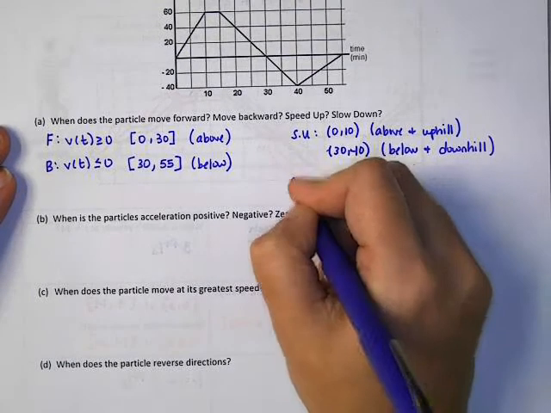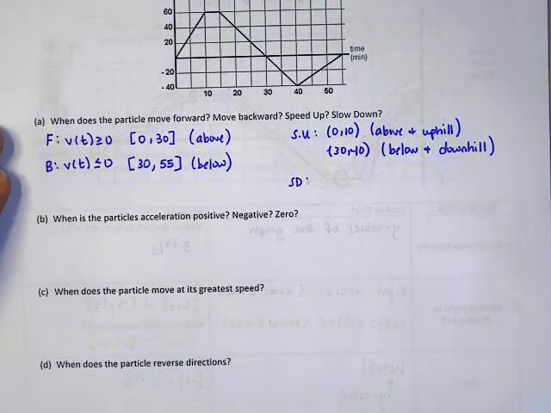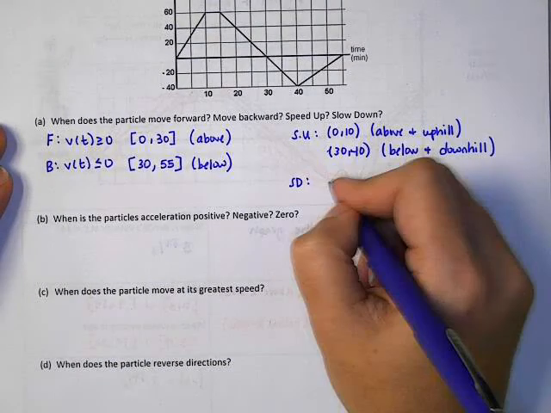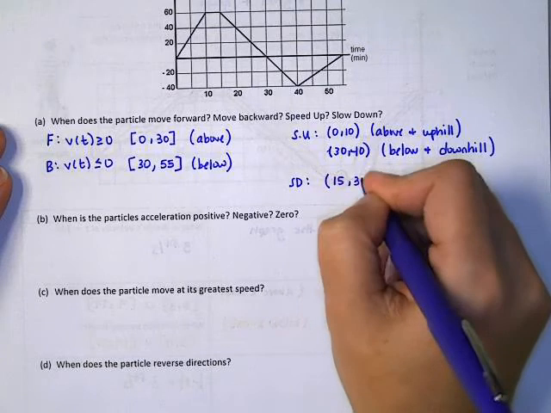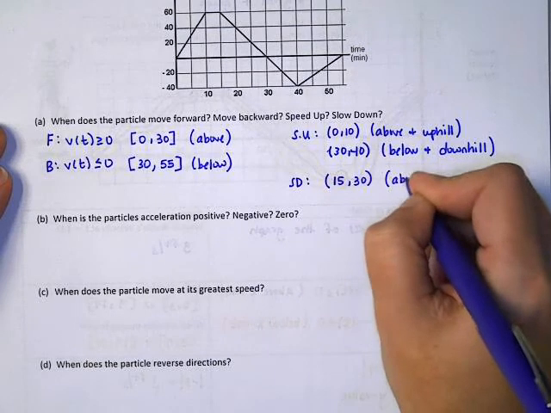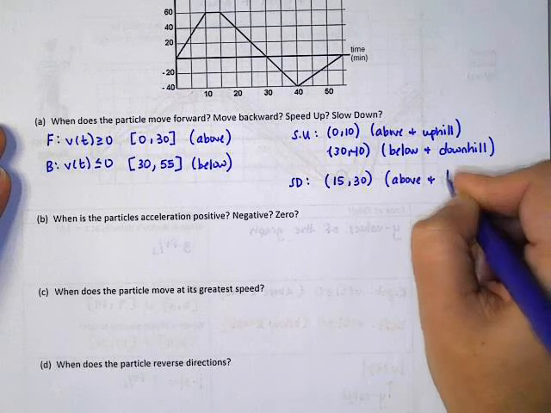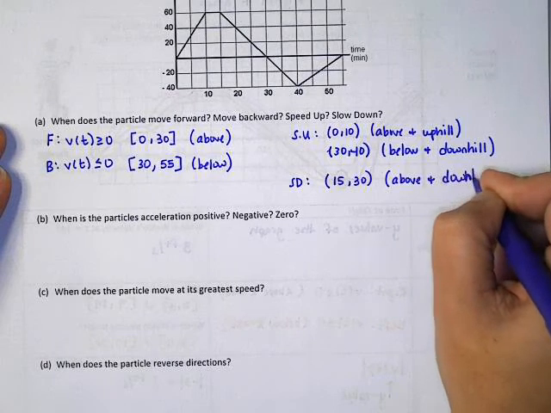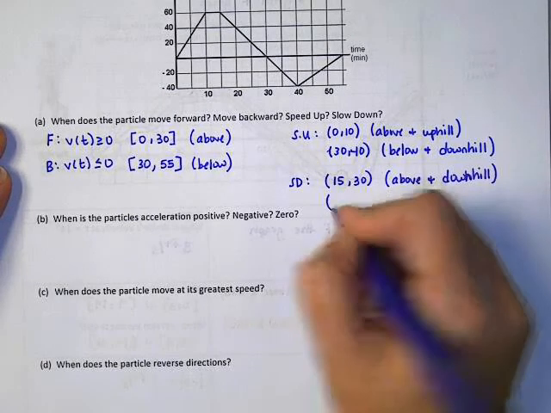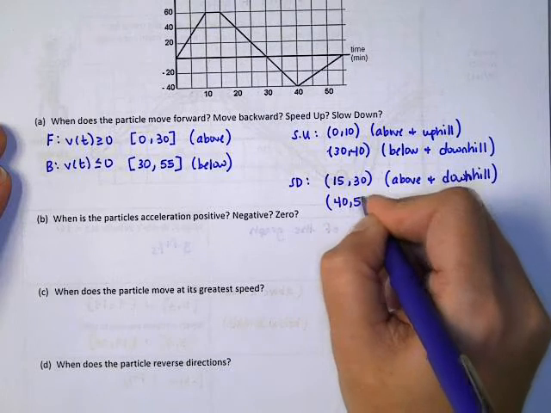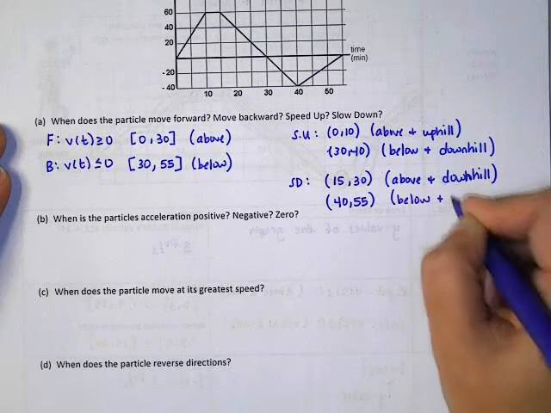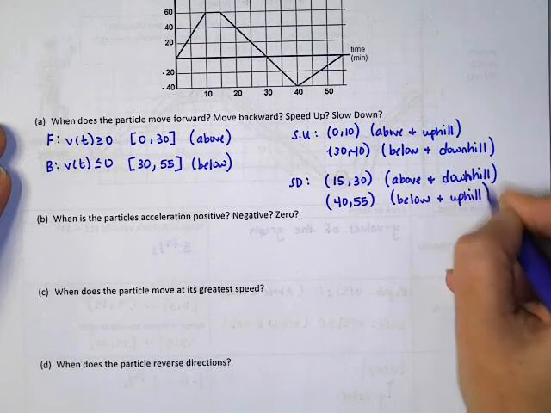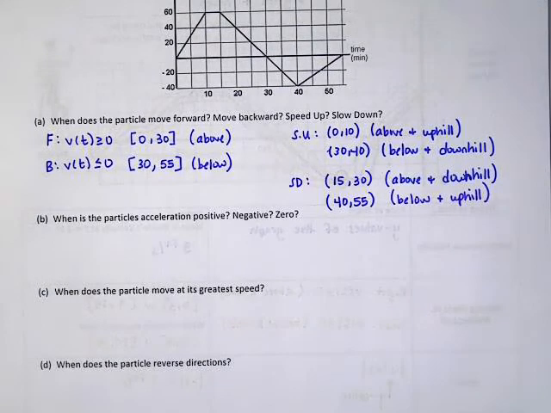Slowing down would be when velocity and acceleration have opposite signs. So above and downhill, which would be from 15 to 30, or below and uphill, which would be from 40 to 55, because they would have opposite signs.